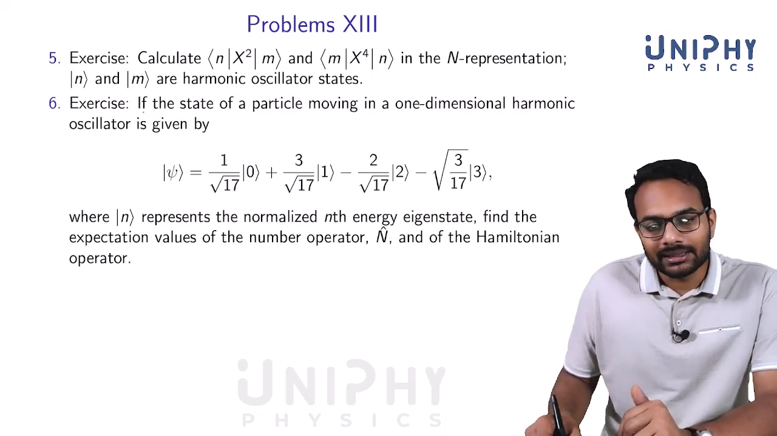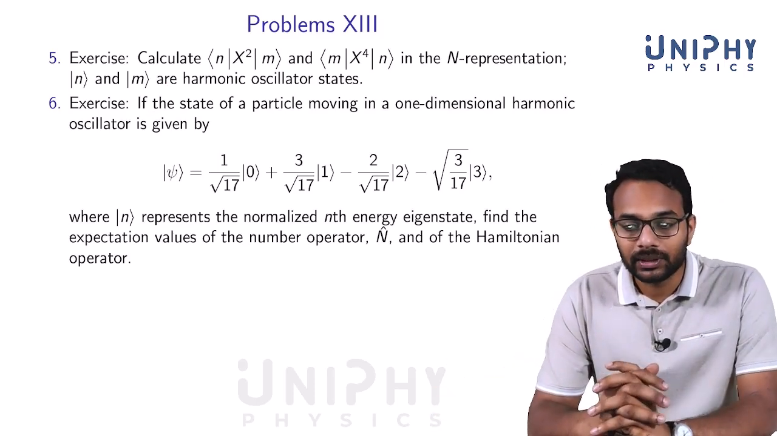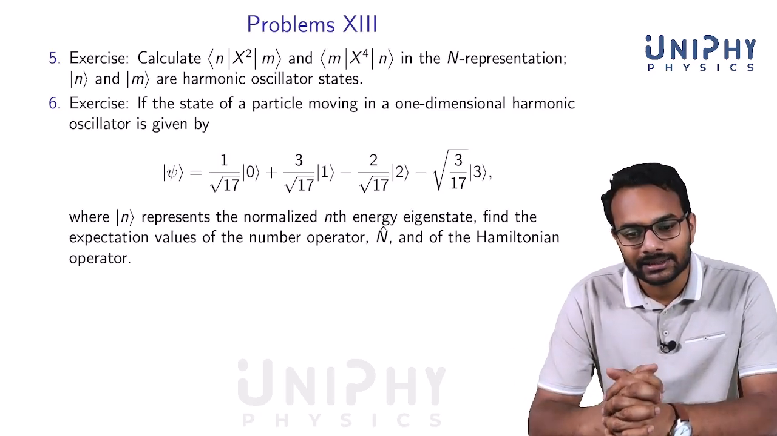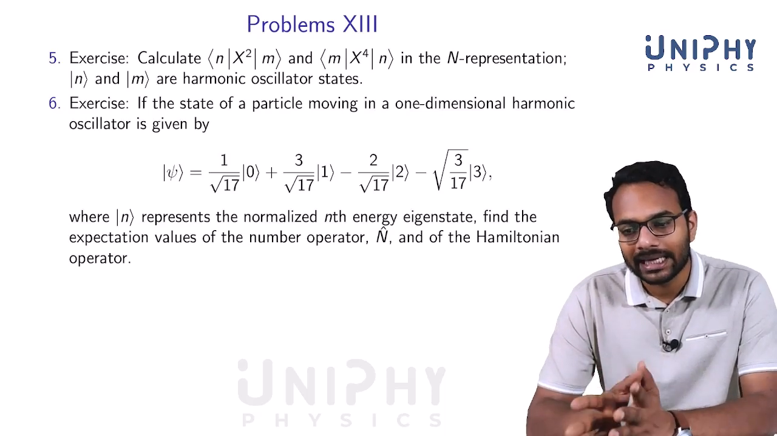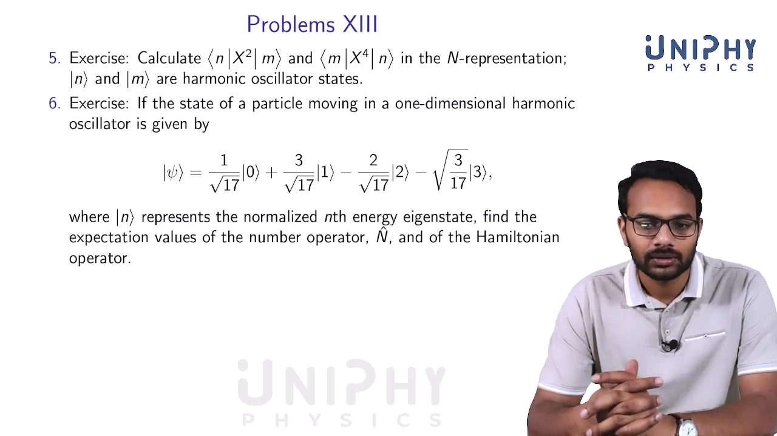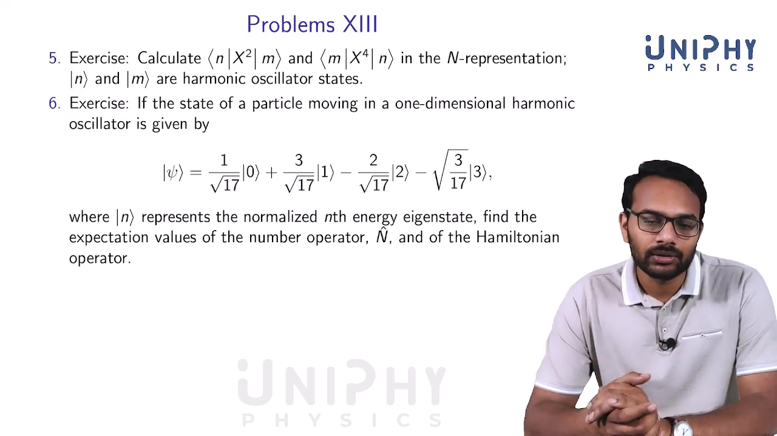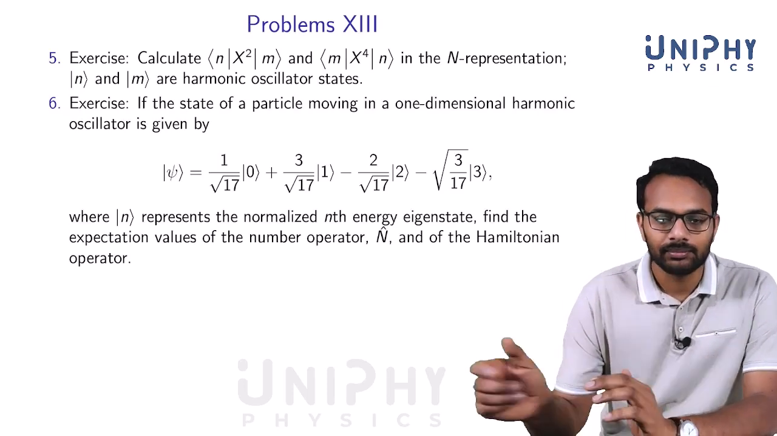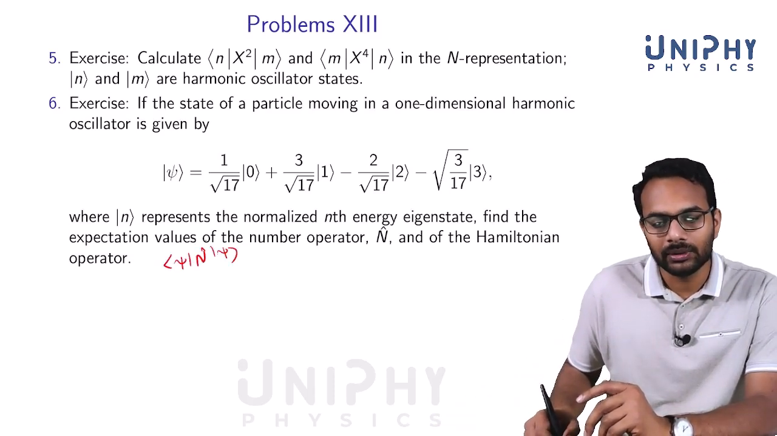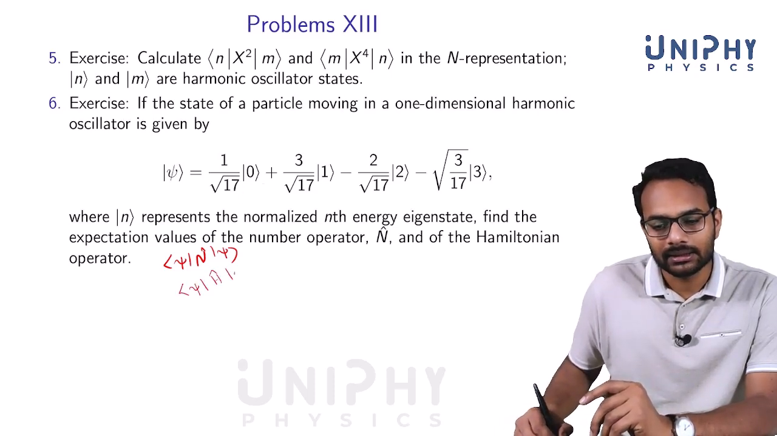Now, the last exercise for you, it's just like the problem that we did earlier. If the state of a particle moving in a one-dimensional harmonic oscillator is given as a superposition of energy eigenstates, where |n> represents the normalized nth energy eigenstate, find the expectation values of the number operator N and of the Hamiltonian operator. All right. So, you find the expectation value of N and the Hamiltonian operator. Okay, that is rather simple. You just find <psi|N|psi>. You know how N acts on these states. Okay, so it is not difficult. Also, you find <psi|H|psi>.